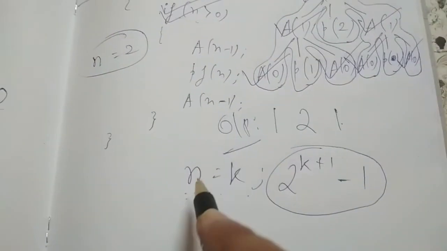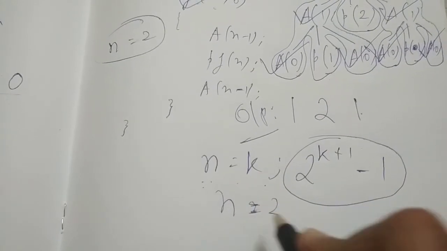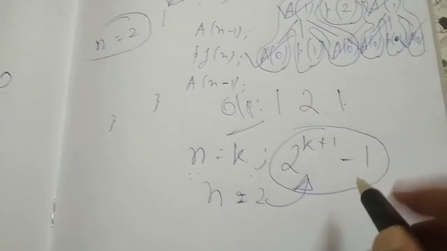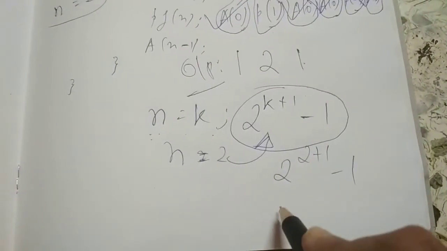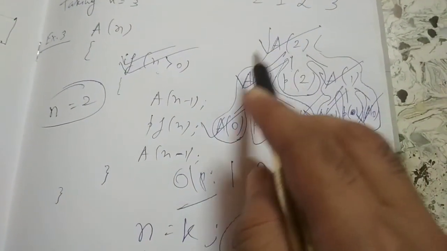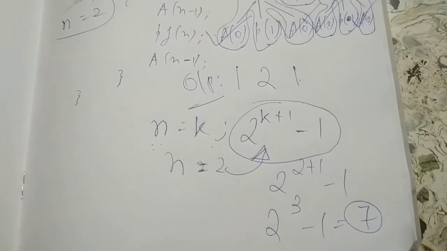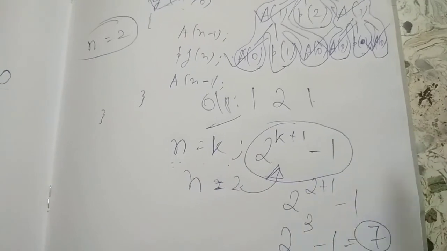So you see here the value of n is 2. So if you put n equal to 2 in this formula, what do you get? You get 2 to the power of 2 plus 1, minus 1. So that is 2 to the power of 3 minus 1, which is 7. And that is the case here, as we saw 1, 2, 3, 4, 5, 6, 7. So I have to make 7 function invocations, which is indeed summarized by this formula.